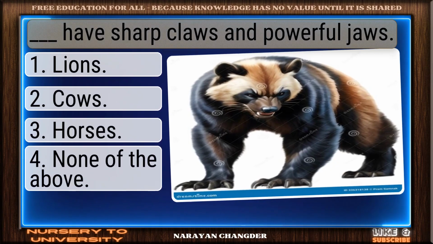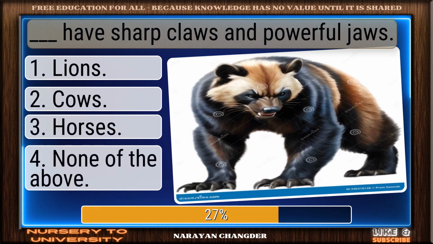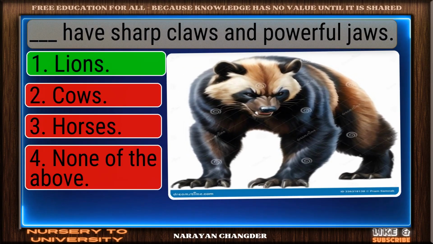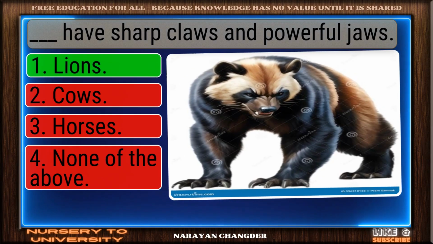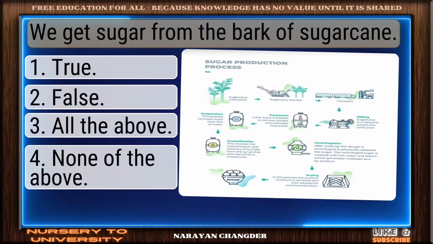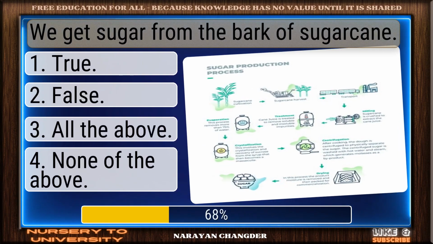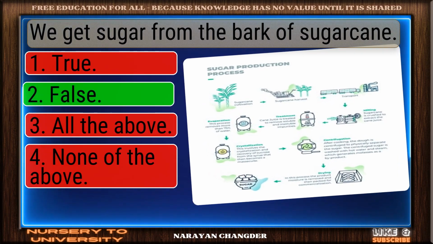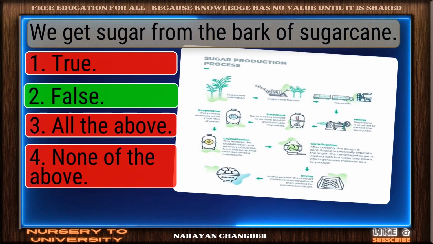Dash have sharp claws and powerful jaws. Correct. Lions is the right answer. We get sugar from the bark of sugarcane. You got it. Your choice false is right.